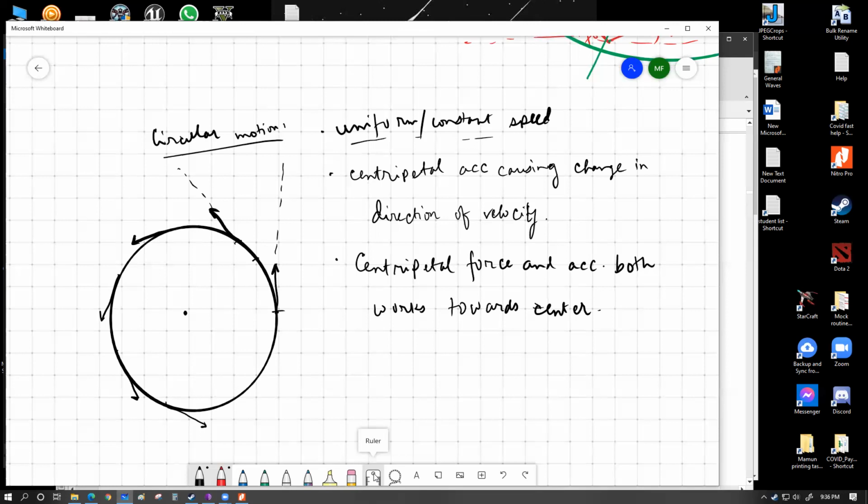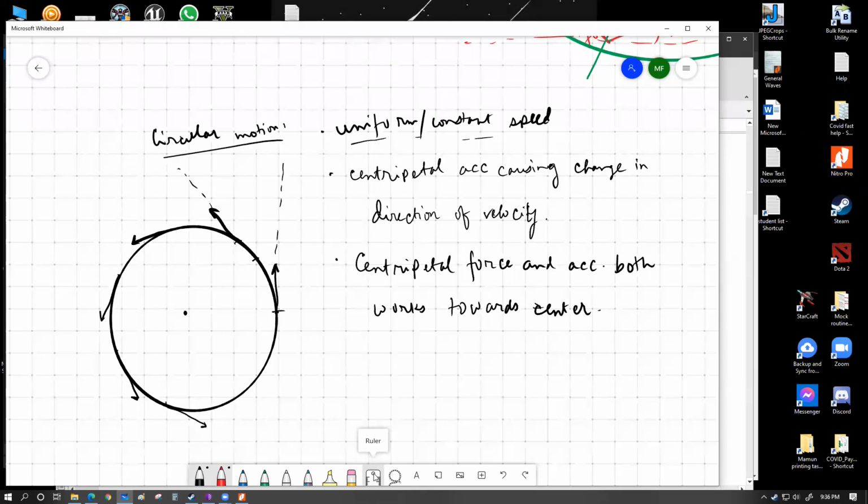For example, the motion of Earth around the sun is almost circular. It's not perfectly circular, it's slightly elliptical, but it's almost circular. But that's an example of a constant speed but changing velocity of motion. Earth goes around the sun in 365 days, so it covers 2 pi radian angle or 360-degree angle with the sun's center in 365 days.